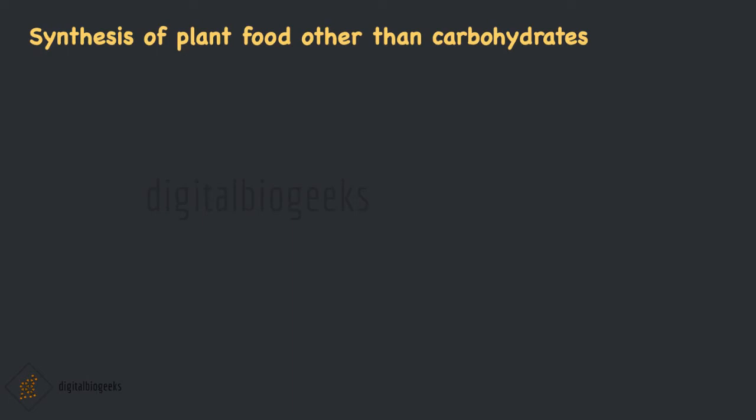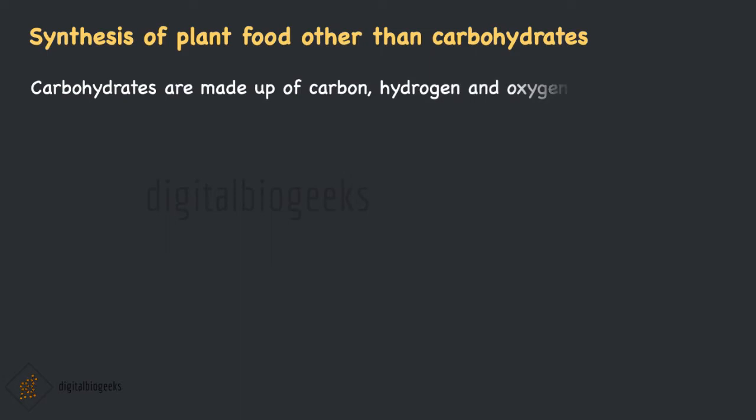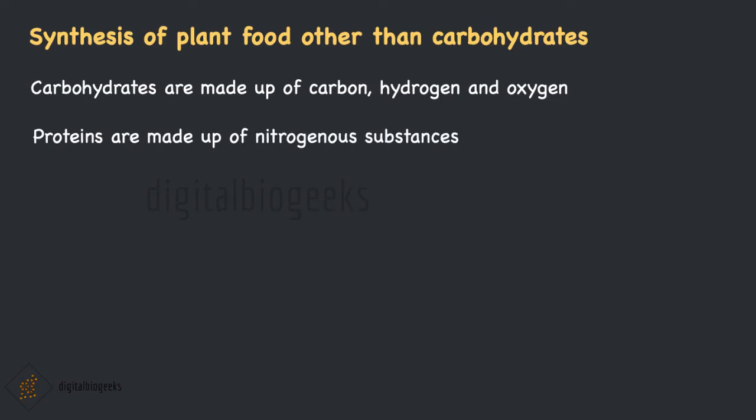We learned that plants prepare carbohydrates through photosynthesis. Carbohydrates are made from carbon, hydrogen and oxygen. But proteins are made up of nitrogenous substances. Plants need this protein as well. Let's see how plants get nitrogen to synthesize these proteins. Nitrogen is present in the atmosphere in large quantity, but plants cannot absorb this nitrogen as it is from the atmosphere. The nitrogen should be converted into nitrite and nitrate for the absorption by plants.